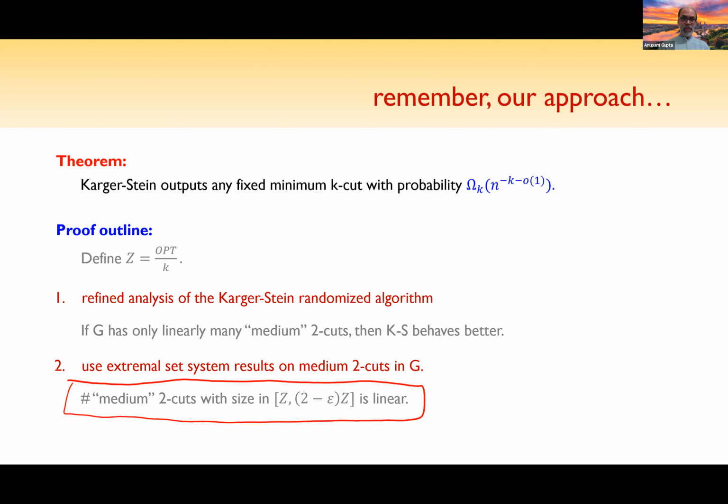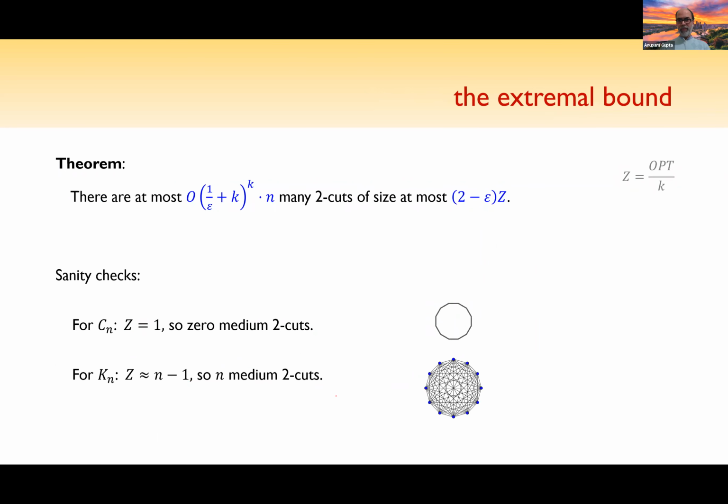Remember, Z is opt over K. Opt is the opt K cut. And I want to show you that the number of 2 cuts in this range is linear. Formally, this is the bound that I'll show. This is not the best bound possible, but this is an easy enough bound that I'll show you.